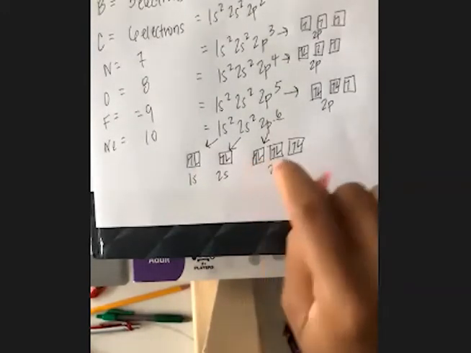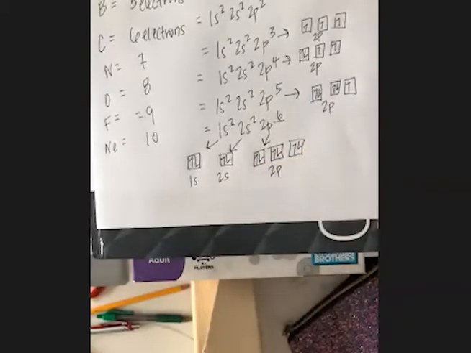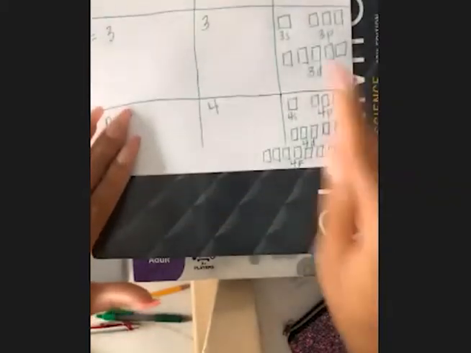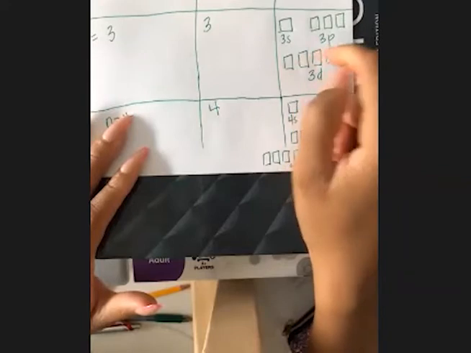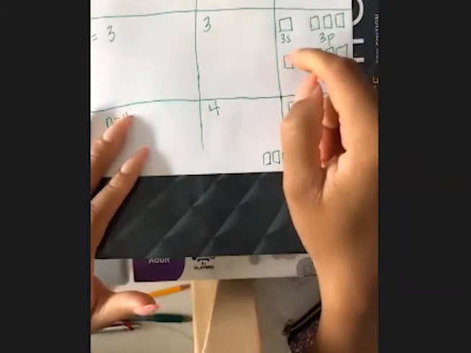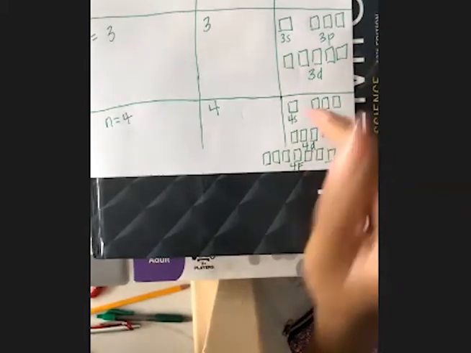So you gotta go single, single, single, and then double, double, double. Same thing with the D's. When you get to the D orbitals, I'd have to say 3D 1, 2, 3, 4, 5, and then come back and say 6, 7, 8, 9, 10. Same thing with the F's.